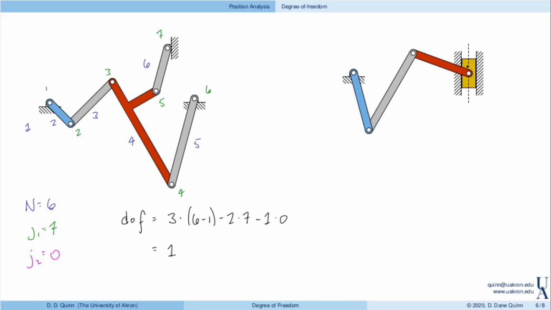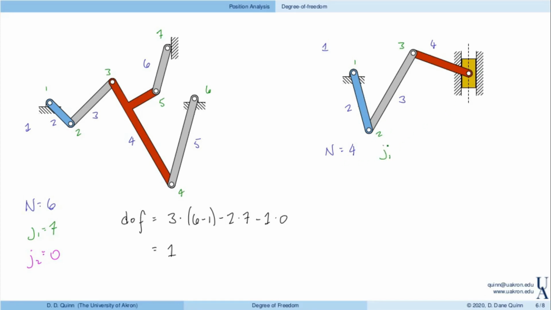And this one I'm going to do actually in 2 different ways. So the first way, we'll recognize this as a 2 degree of freedom slider joint. So again, counting up the number of links, we have 1 for the ground, 2, 3, 4. So here N is equal to 4. Number of 1 degree of freedom joints, 1, 2, 3.